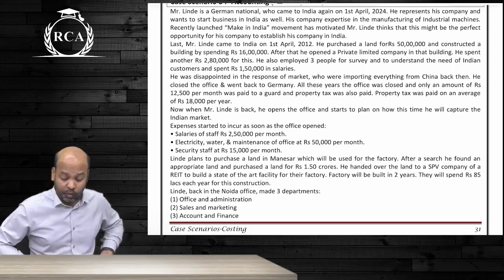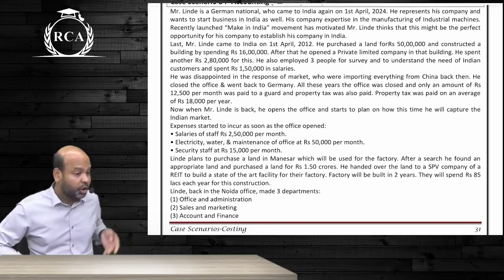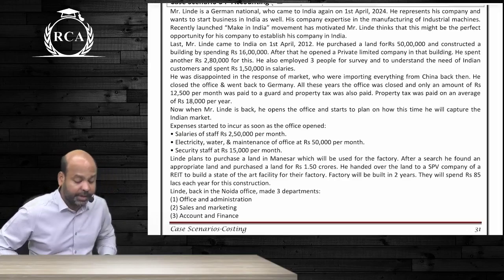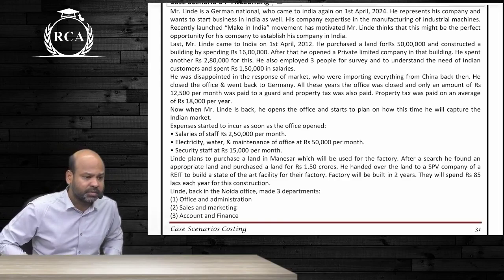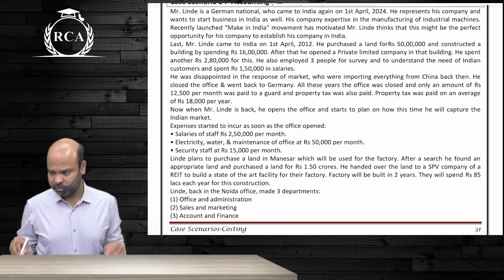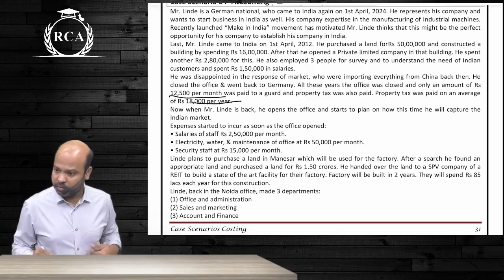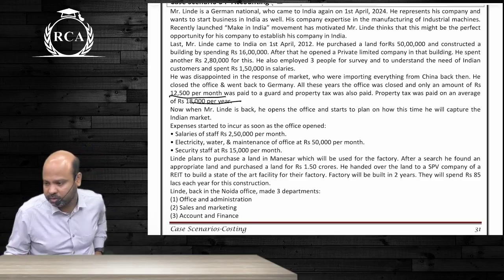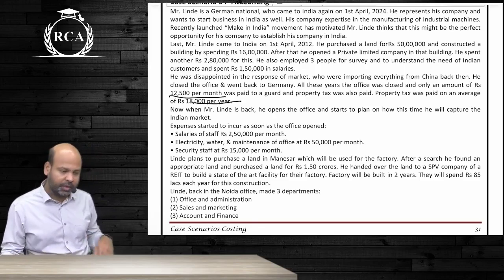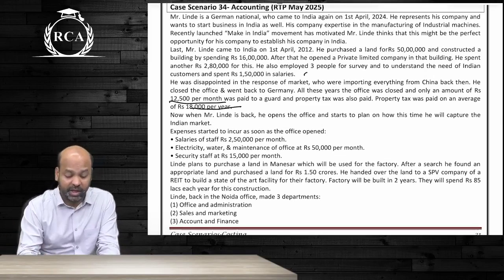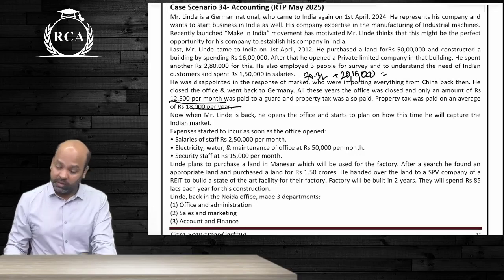12,500 per month into 12 months into 12 years. From 2012 to 2024, that is 18 lakhs, plus 18,000 per year into 12 years, which is 2 lakh 16,000. So 20 lakh 16,000. What was the figure above? 70 lakhs. This is sunk cost. Shutdown cost is 20 lakh 16,000. That's the answer to the second bit.